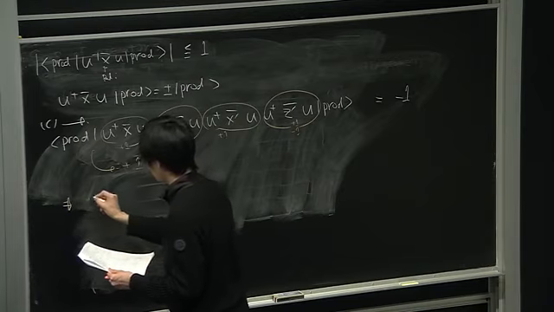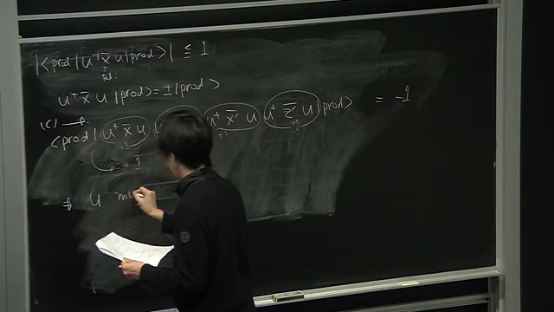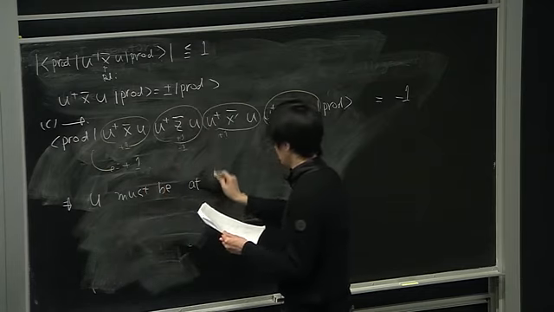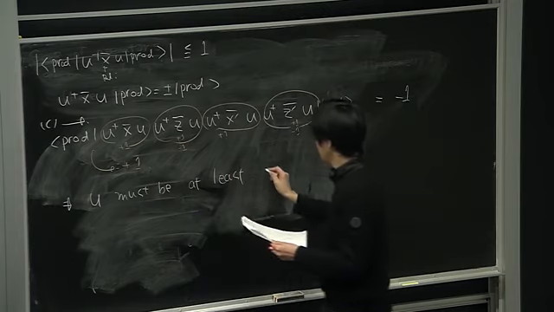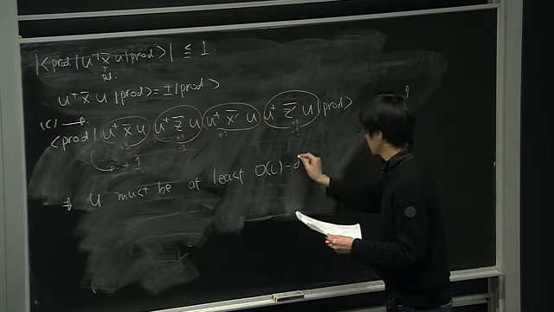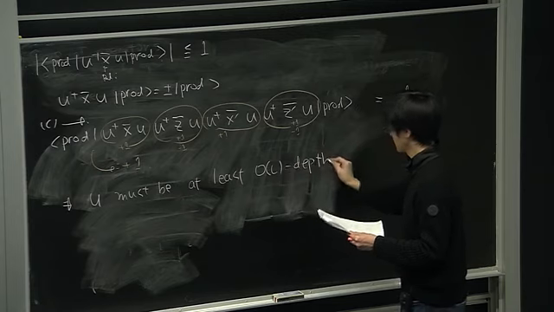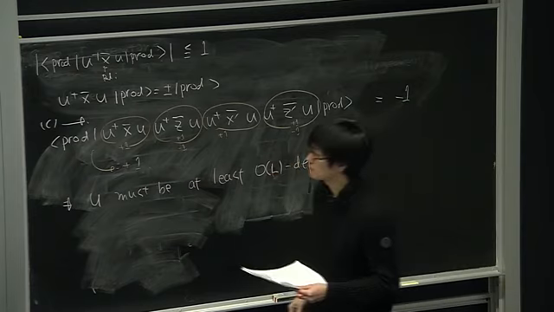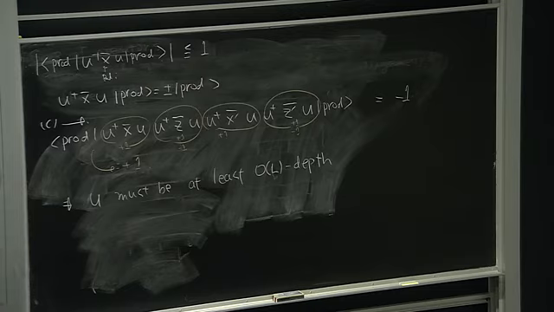Therefore, the conclusion is you must have at least order L depth. And here, of course, order L comes from the fact that I need to fatten my string operators so that they start to overlap again.